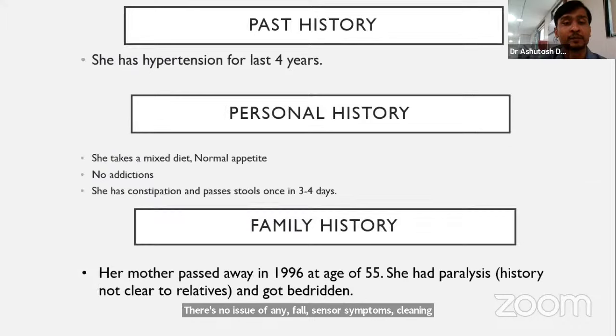Coming to past history, she is hypertensive for the last 4 years, on treatment. Personal history: she has a mixed diet. Her appetite is normal. There are no addictions. She has constipation and passes stool once in every 3 to 4 days. In family history, she told that her mother passed away in 1996 at the age of around 55, and she had paralysis, but it's not clear to them, and she had become bedridden.